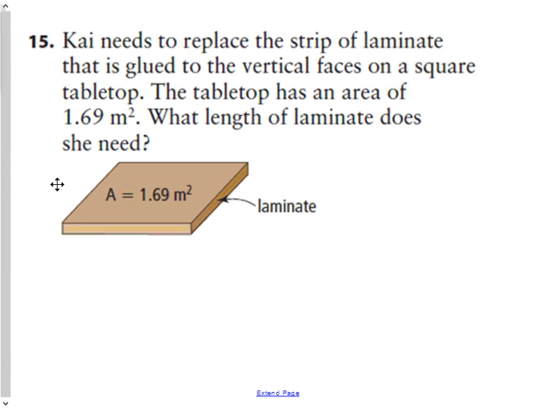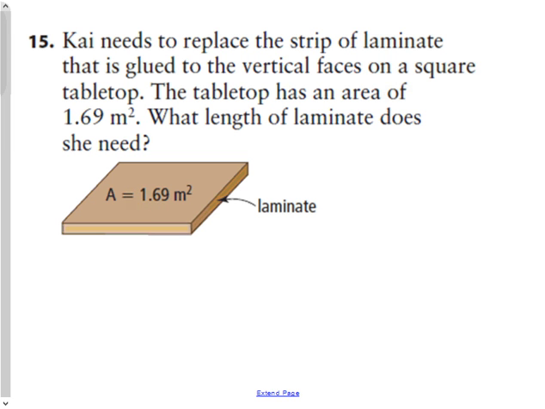Okay, this is the third and final video on your questions from section 2.4 in Mathlinks on square roots of rational numbers and estimating square roots of non-perfect squares. Question 15 says Kai needs to replace the strip of laminate that is glued to the vertical faces on a square tabletop. The tabletop has an area of 1.69 meters squared. What length of laminate does he need?